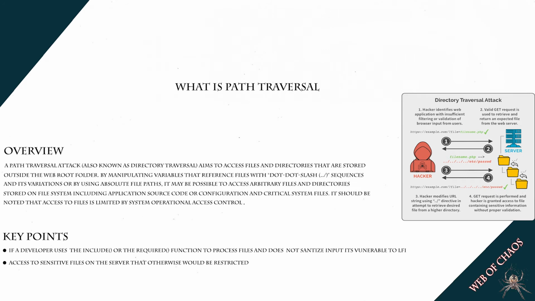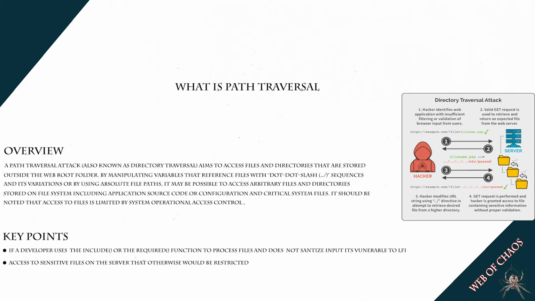In this slide I will be discussing what is path traversal vulnerability. A path traversal attack, also known as a directory traversal, aims to access files and directories that are stored outside the web root folder by manipulating variables that reference files with .. sequences and variations, or by using absolute file paths. It may be possible to access arbitrary files and directories stored on the file system, including application source code or configuration and critical system files. It should be noted that access to files is limited by system operational access control.